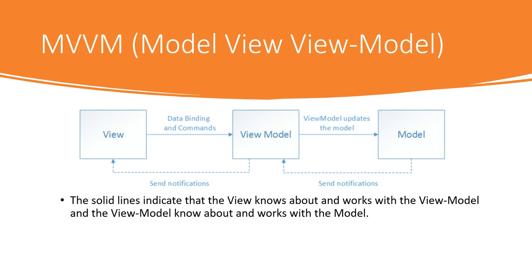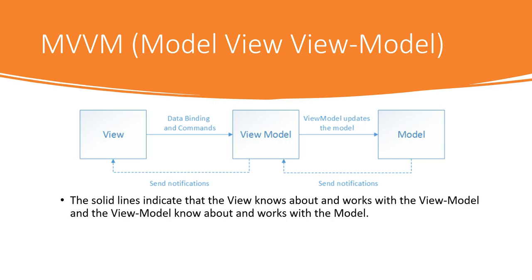Then we have another solid line between the view model and the model. So the view model knows about and works with the actual model as well. It understands the data and it will update the model. Typically, that solid line with the arrow pointing between view model and model, we accomplish much of that using things like we've done in the past, like a repository design pattern, for example. So that's the solid lines, and that's how it works.